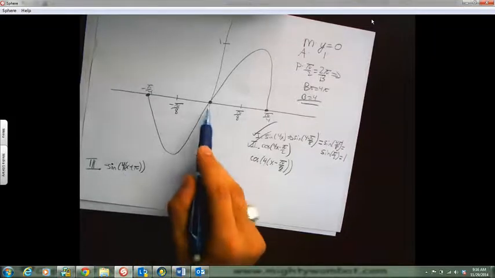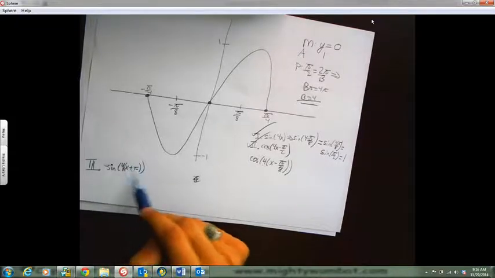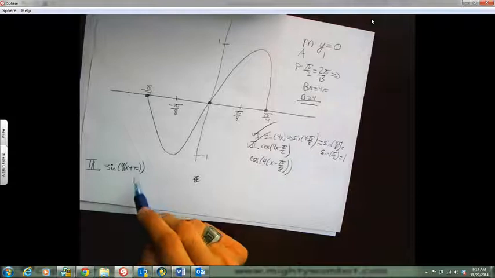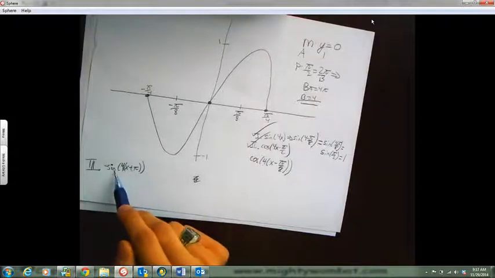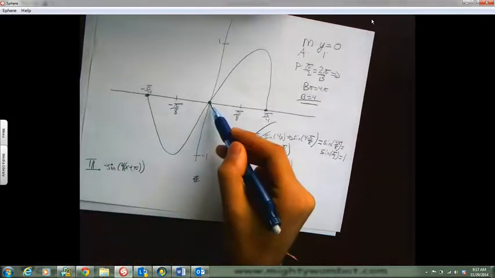Let's see if we plug in 0, what happens. 0 plus pi is pi. 4 times pi is 4 pi. 4 pi is too big for the unit circle, so I'm going to minus 2 pi. That gets me 2 pi. Sine of 2 pi is 0. 0 times negative 1 is 0. So we're good. Let's plug in pi over 8 just to check.